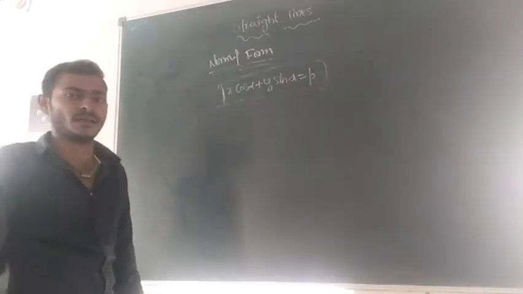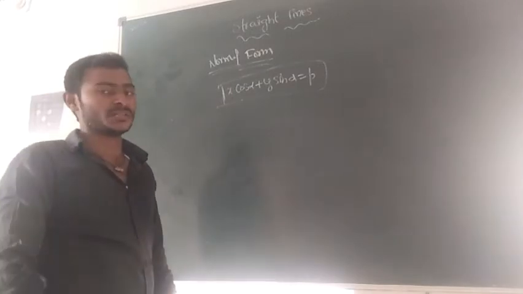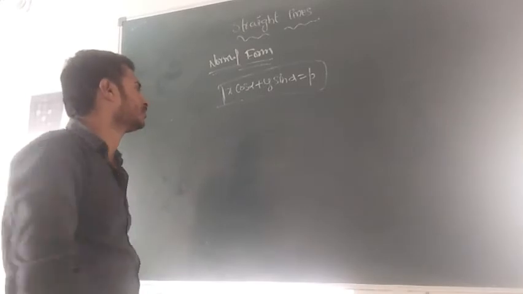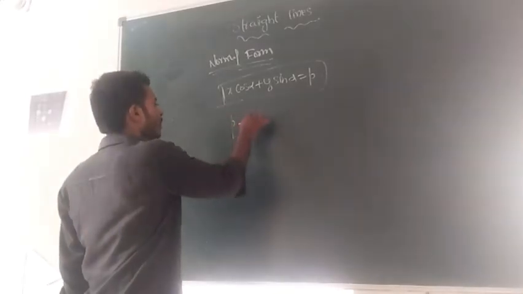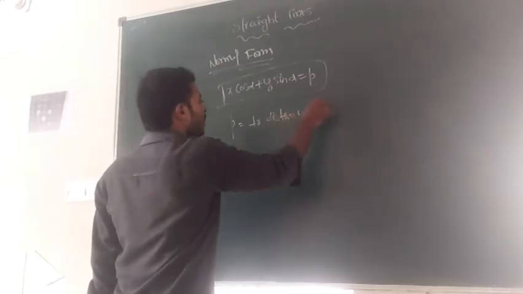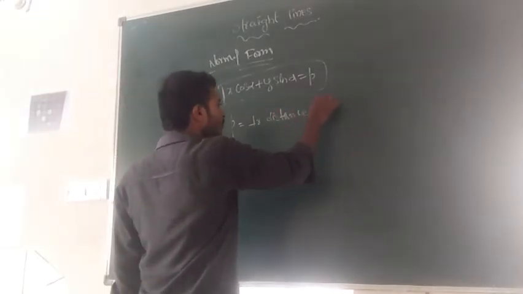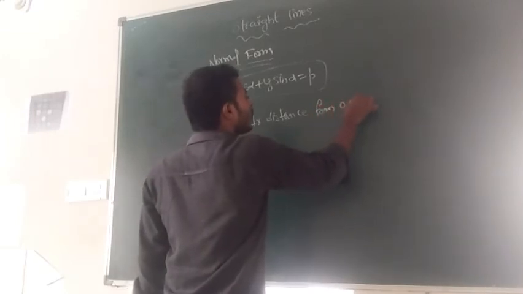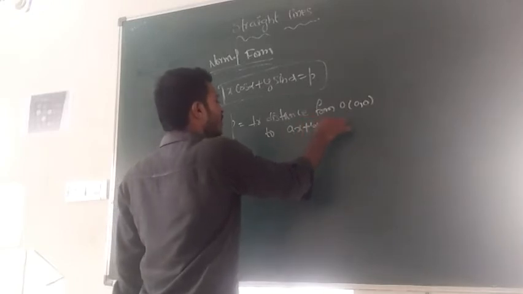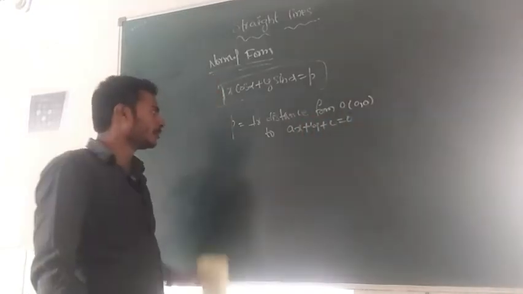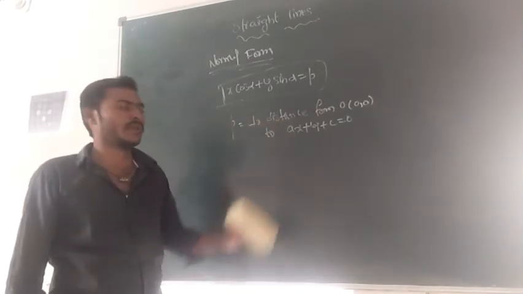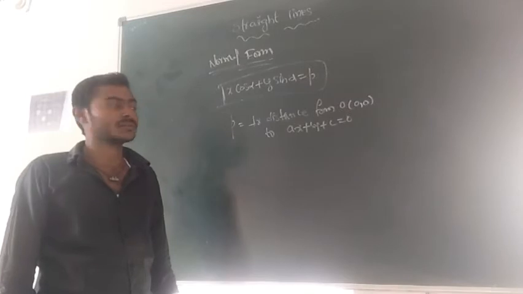Directly I am taking the normal form, which is nothing but x cos alpha plus y sin alpha equal to p. Here p is the perpendicular distance from the origin O (0, 0) to the straight line ax plus by plus c equal to 0.